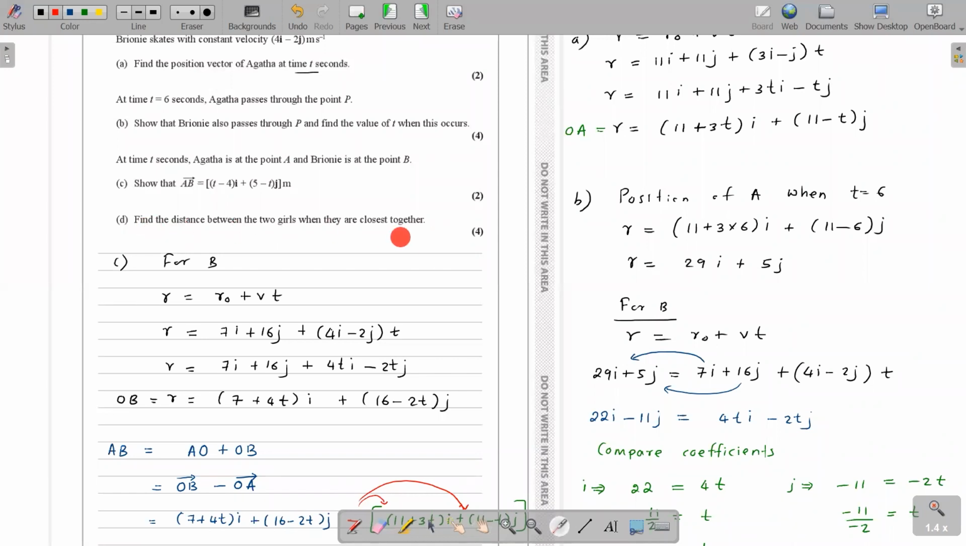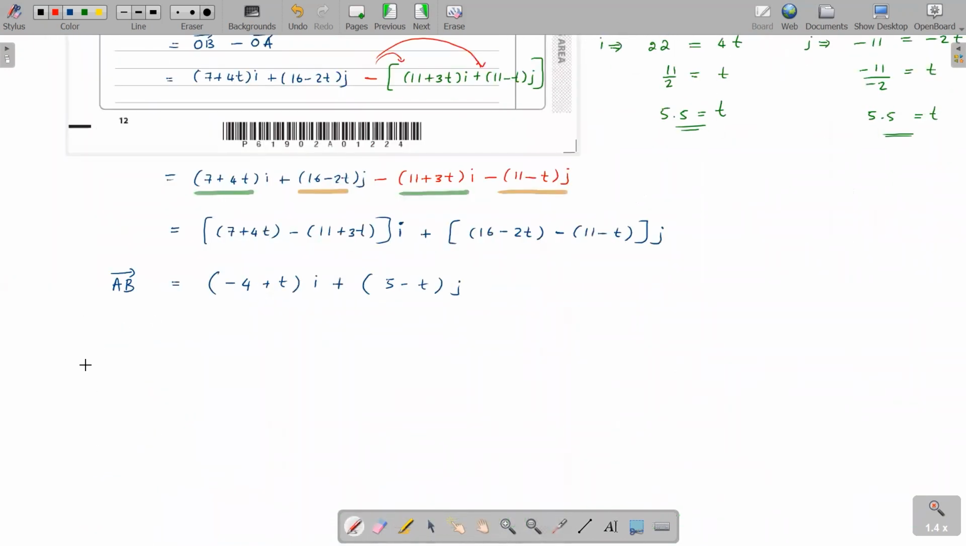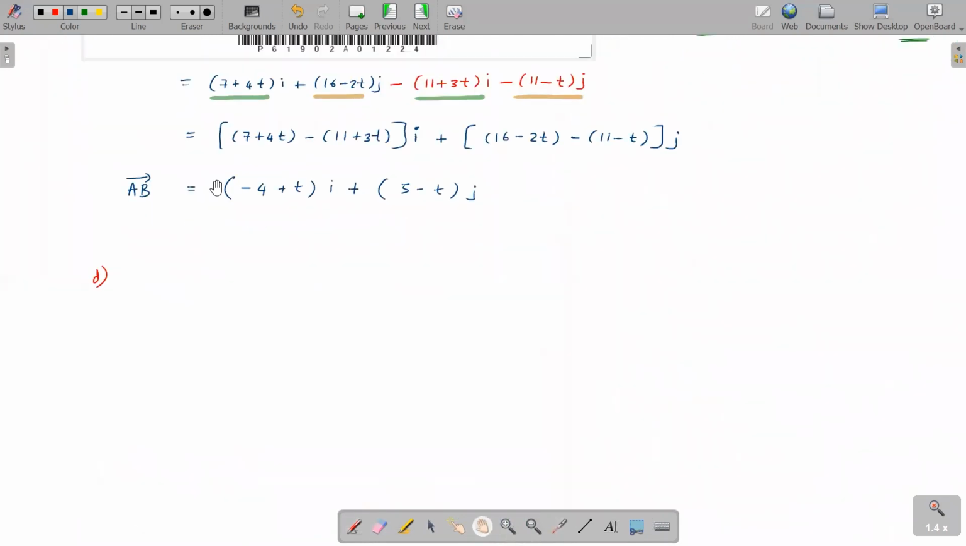Okay, I'll explain this part again. To find the distance between the two girls when they are closest together in part D, there is an advantage in using the AB vector. Earlier we got the OA vector, when you measure A with respect to the origin, and the OB vector, when you measure B with respect to the origin. But what's the advantage of taking the AB vector? It's the position vector of B relative to A. That means A is considered as the initial point, so with respect to A, they give the coordinates of B. In that case, we don't need to consider the origin. We can directly go from A to B.